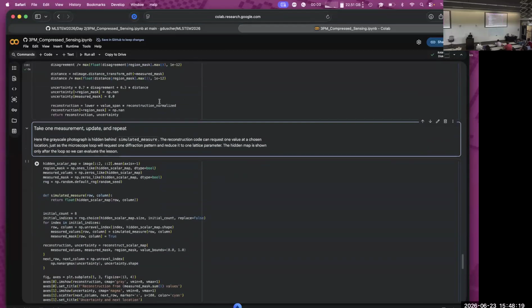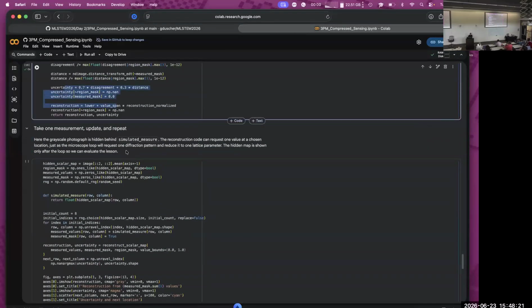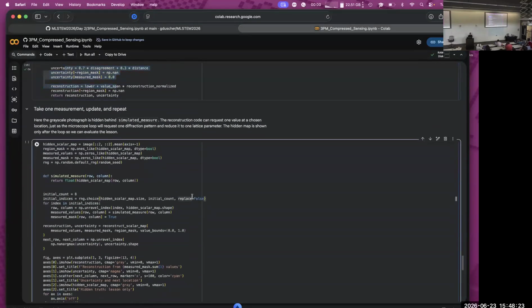Okay, in this next code cell, we'll define some helper functions. Here we've converted the image to grayscale, and we're going to pretend that we don't know it, so we can't use it to calculate loss. So what happens is we're going to sample from one location and then reconstruct the image one at a time.